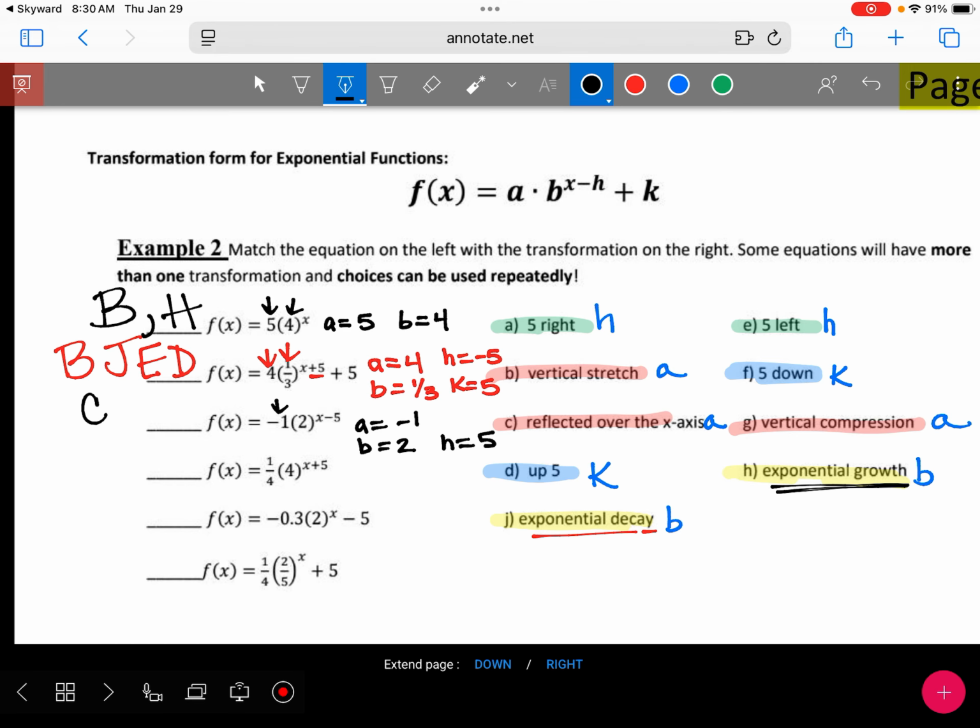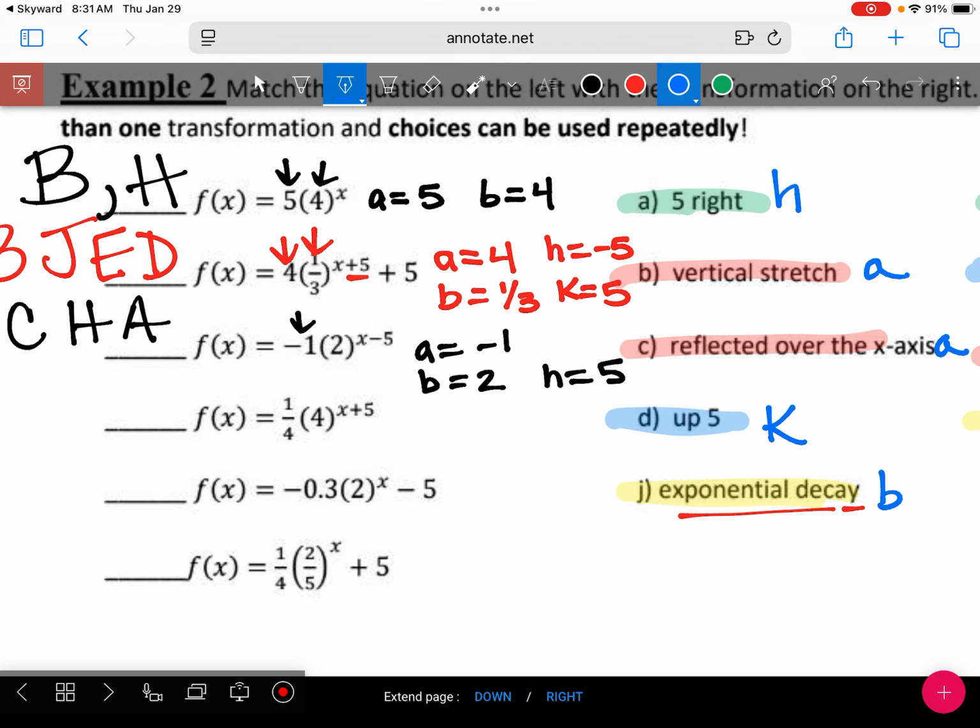Isaiah, give me another one. What's another letter you could pick? H is going to grow because the base is 2 and that's bigger than 1. And Maya, what's the last one that you would use? A. I agree.